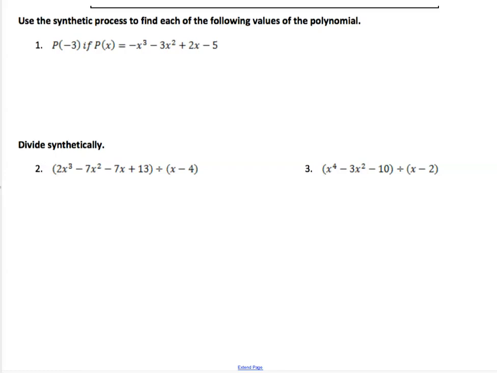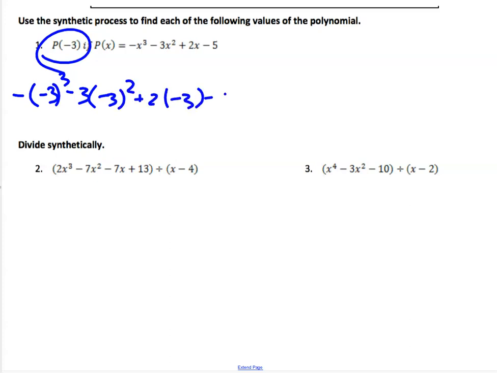Here's a video on the 5B review part. Number 1. This right here, if you remember from our earlier days, means simply plug in -3. So you can get that answer just by plugging in -3 for all the x's as a check, to make sure you get the right answer, because this says use synthetic process.